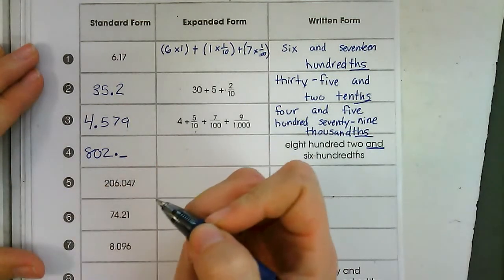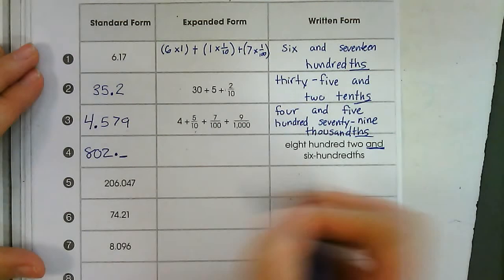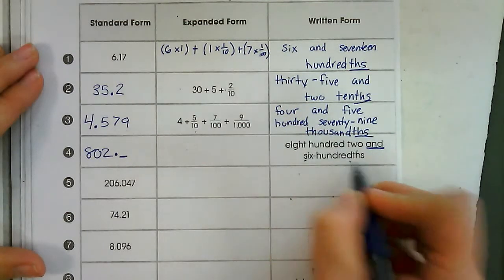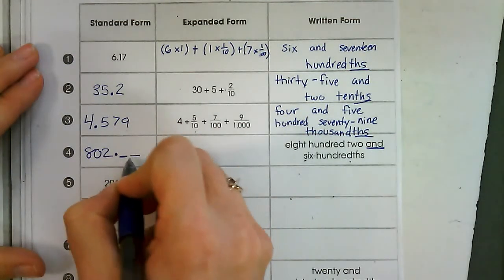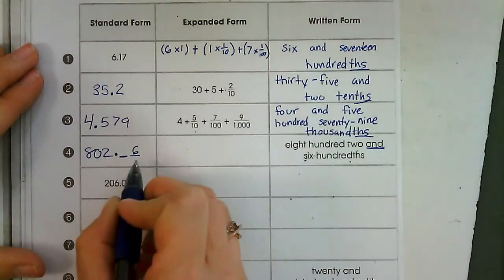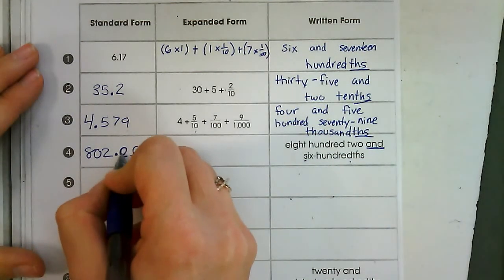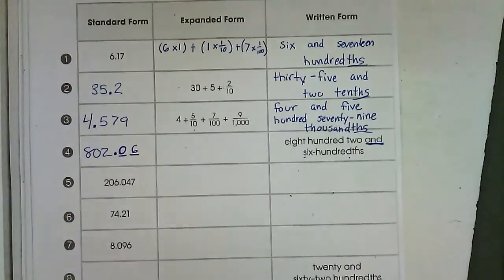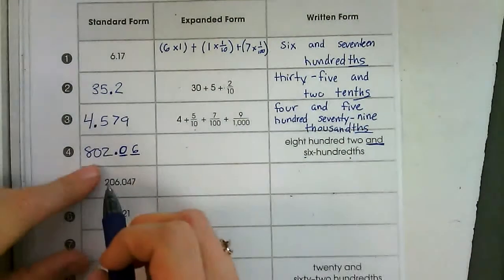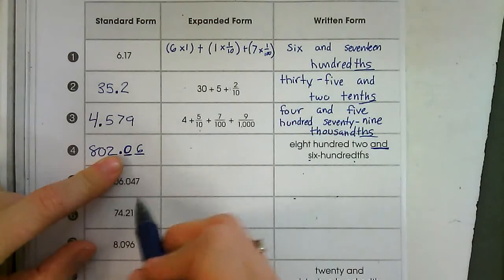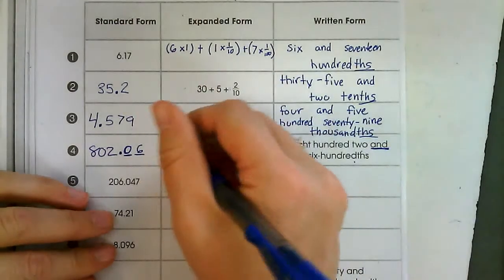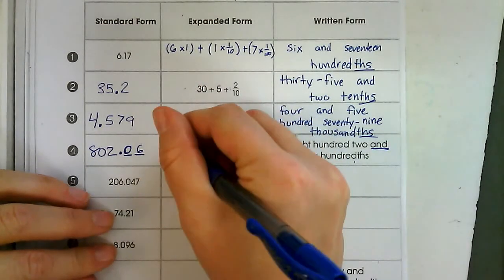The first place after the decimal is the tenths place. This is 6/100. So the 6 needs to go in the hundredths place, the second place after the decimal, which means there are no tenths. So I put a 0 in there. 802 and 6/100. Now I need to write it in expanded form, digit times value.